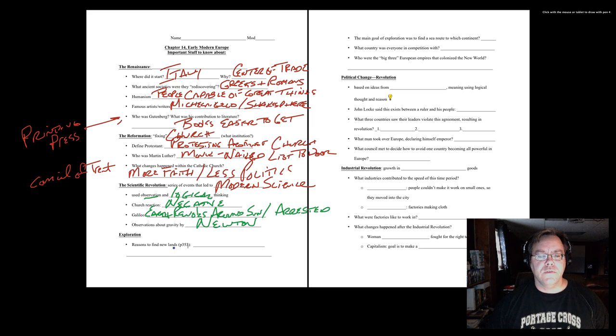Okay, exploration. The reasons to find new lands. There was a number of reasons why explorers were trying to find new lands. One thing that was driving people was money. If you could find new ways to get to Asia, for example, you could make a lot of money. One was just curiosity, wanting to know what was out there. Another was to claim new lands for the different countries of Europe.